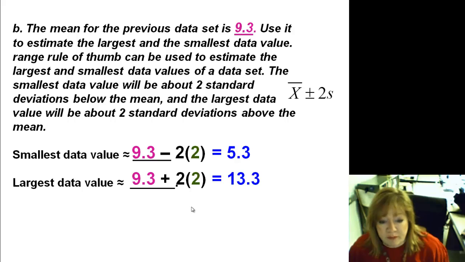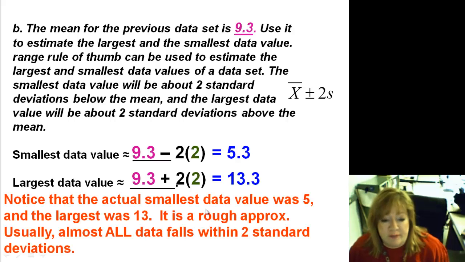So that's all that is. So you can use that to approximate the high and the low for your data value. Notice that the actual smallest data was 5. Remember, this is a rough approximation. Usually almost all data falls within 2 standard deviations of the mean.